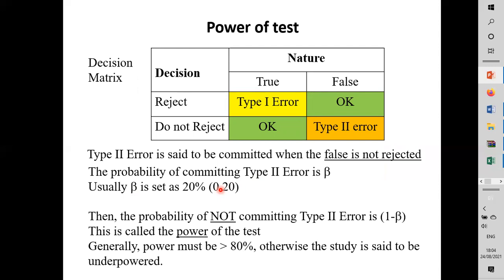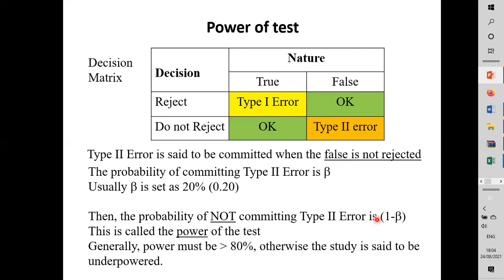Beta, bigger the better, smaller the better? Smaller. How small? Less than 20%. Beta is 0.2. What's 1 minus beta? 0.8. Right. Beta is the probability of committing type 2 error.